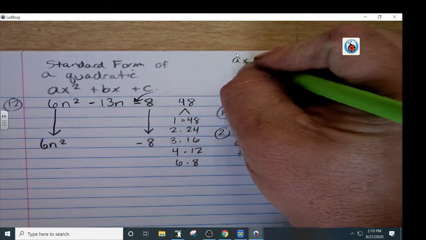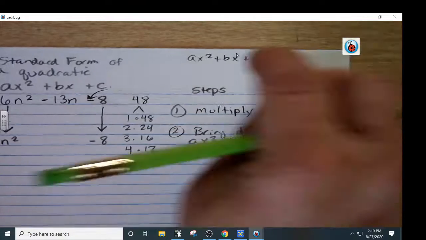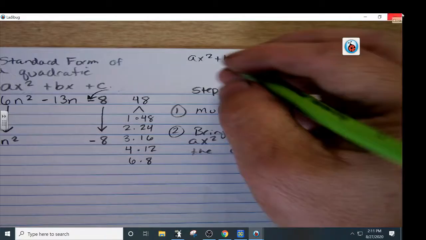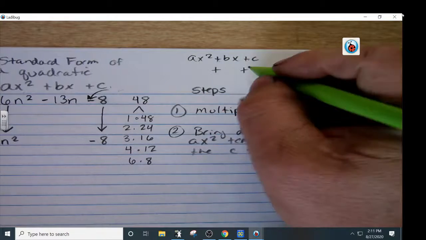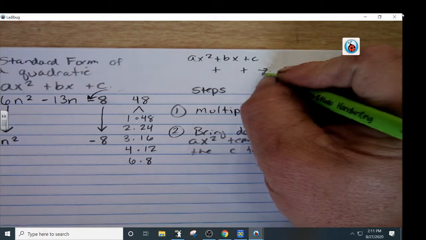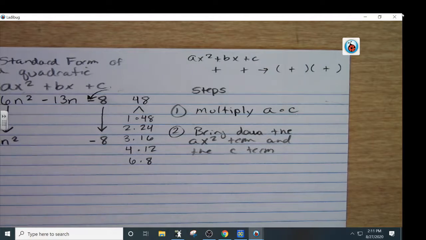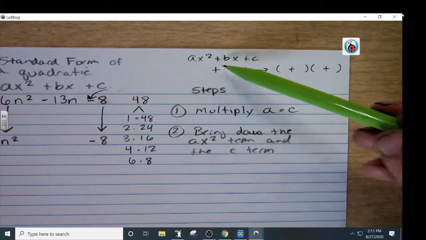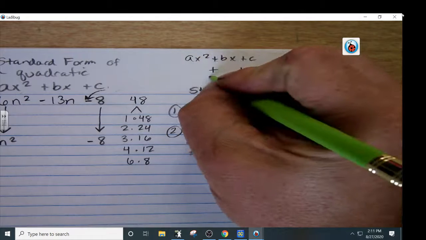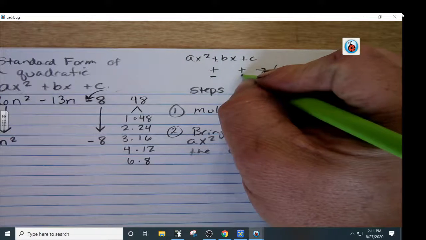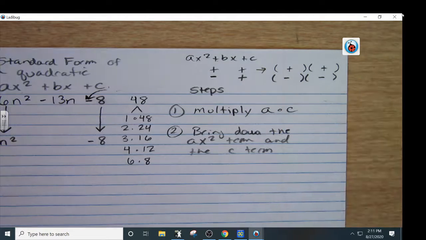Okay. So ax squared. Now, guys, this is talking about in standard form. If both of your signs are plus, your signs and your factors will both be plus. Both the signs in your quadratic are plus, so the factors will be plus. Now, if the first sign is negative and the second sign is plus, both signs and your factors will be negative.